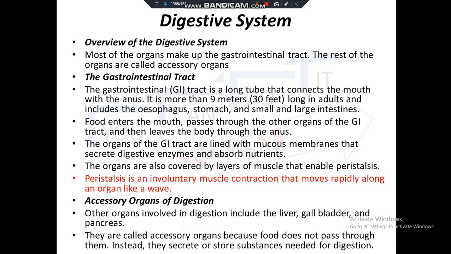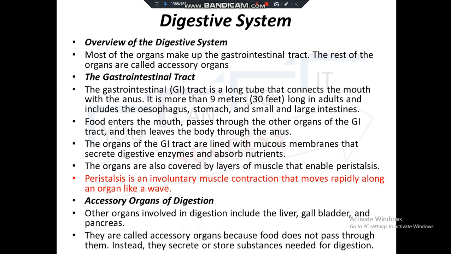Now, the digestive system is made up of organs, and basically it is divided into 2 parts. One is the GI tract, that is the gastrointestinal tract, and the other is the accessory organs. Alright, so the GI tract starts from the mouth and goes up to the anus. It is approximately 9 meters in length and comprises several regions, for example, the esophagus, then the stomach, then the small intestine and the large intestine.